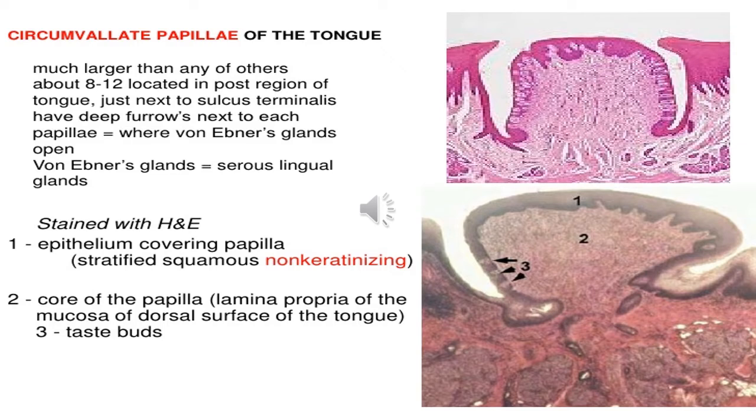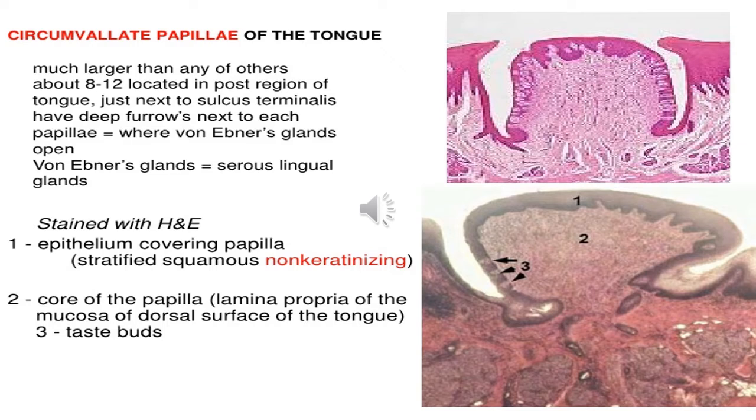What is the site of the location? They are located in the posterior region of the tongue, just next to the sulcus terminalis, and they have deep furrows next to each of the papilla. Now in this furrow, the small salivary glands are opening, which are called the von Ebner glands. They are actually serous lingual glands.